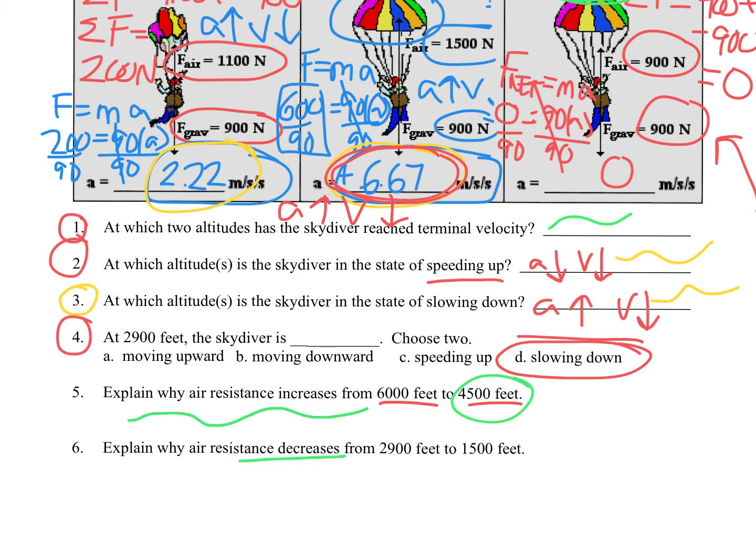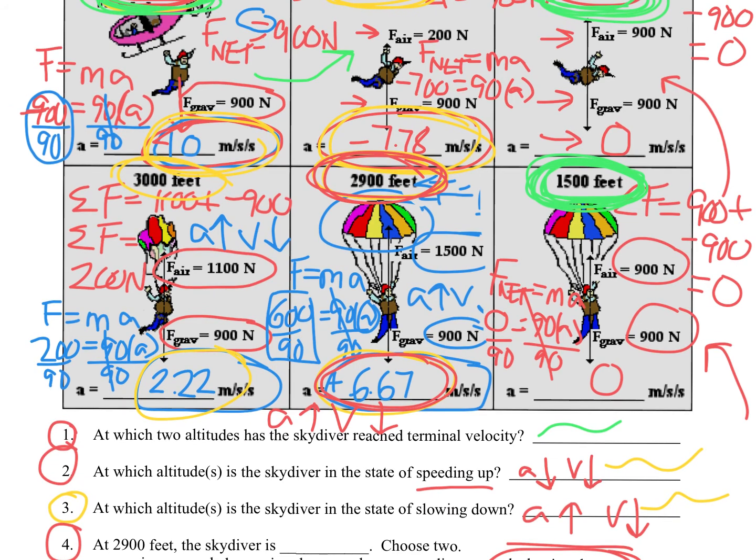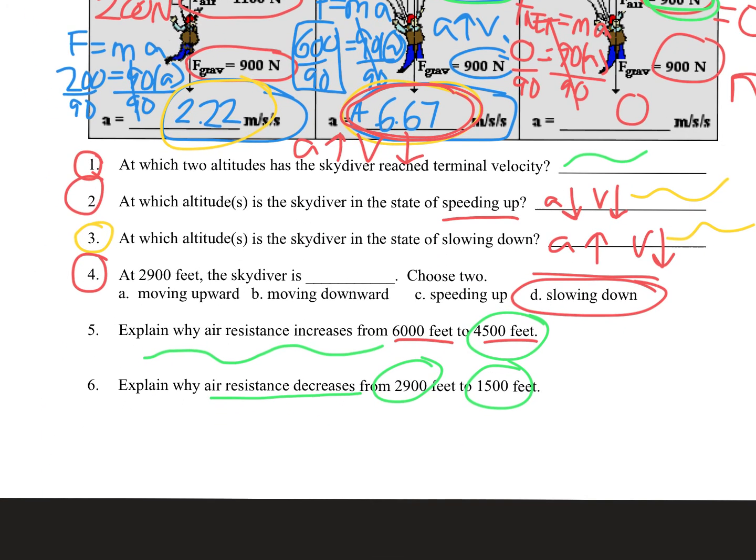And how come air resistance decreases from 2,900 to 1,500 feet? Okay, let's take a look at 2,900 to 1,500 feet. 2,900's there, 1,500 is there. Well, I think it's the same idea. When you just open the parachute, there's definitely a lot of air resistance. But as you go slower and slower, that air resistance is going to let up because the parachute is doing its job. So when you think about question number 6, explain why air resistance decreases. Well, we know as we get slower, the air resistance isn't going to push on as much because we're not falling through the air as much.